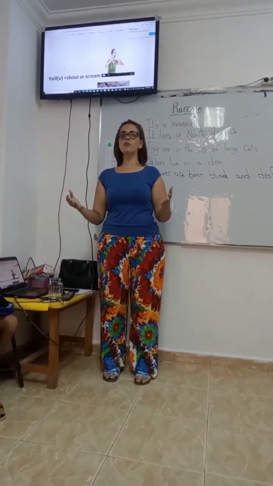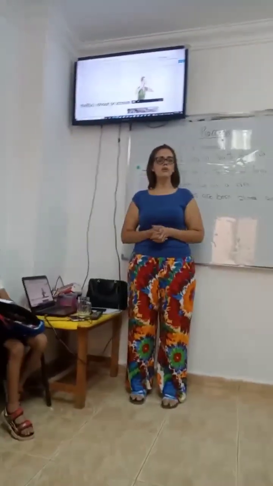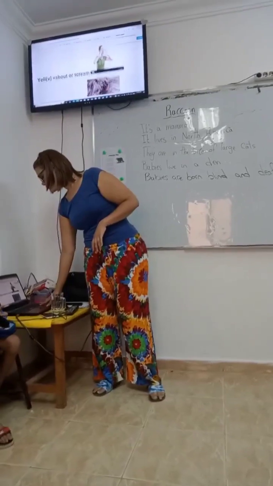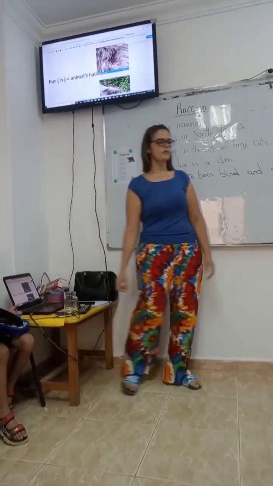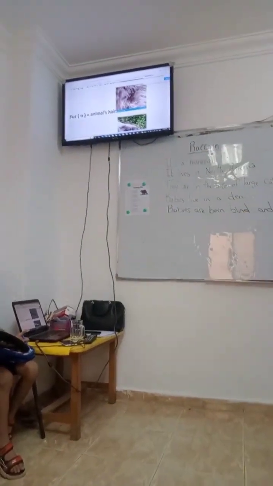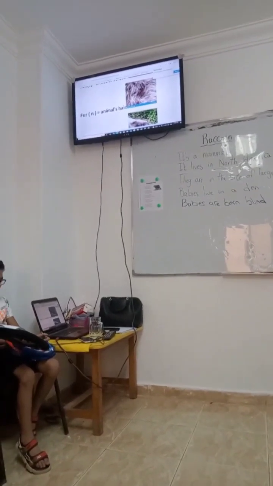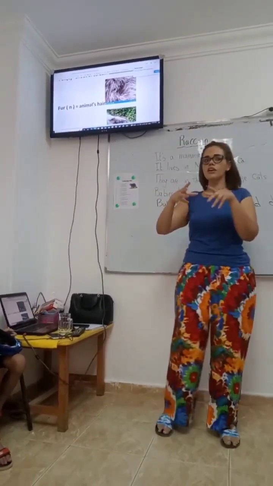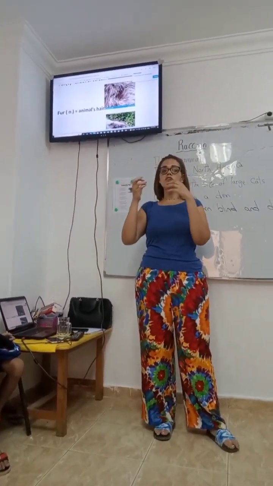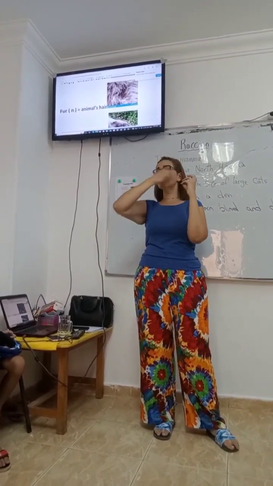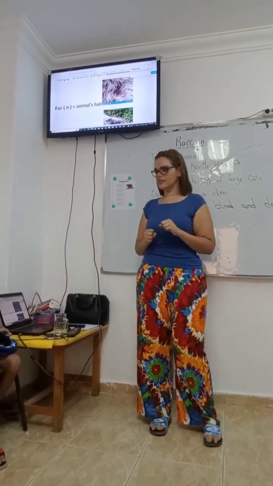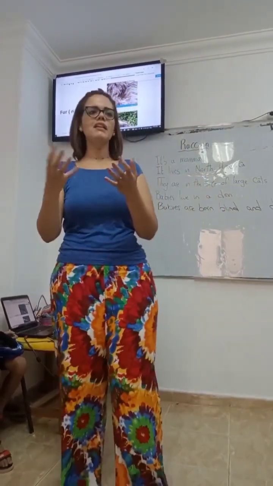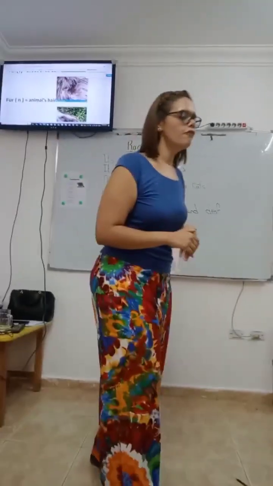What is the meaning of the word fur? Do you know? This is the fur, look. What is fur? Hair. Animal's hair. So the raccoon says, or this passage is saying, that the raccoon has a mask of fur around his eyes. You got the point? So any animal, or some of the animals, are covered with fur.